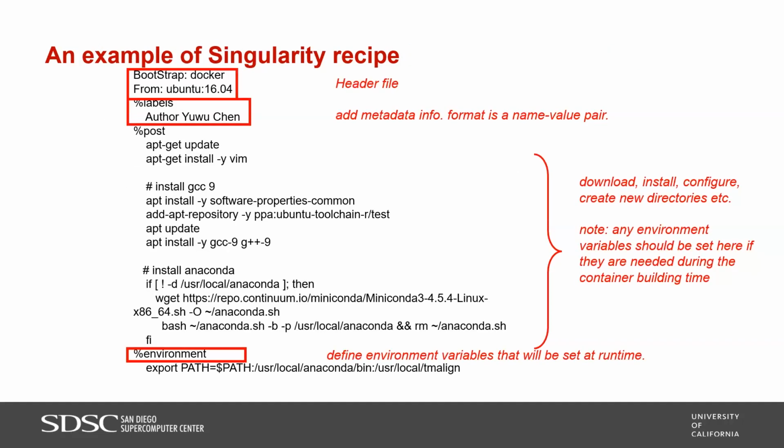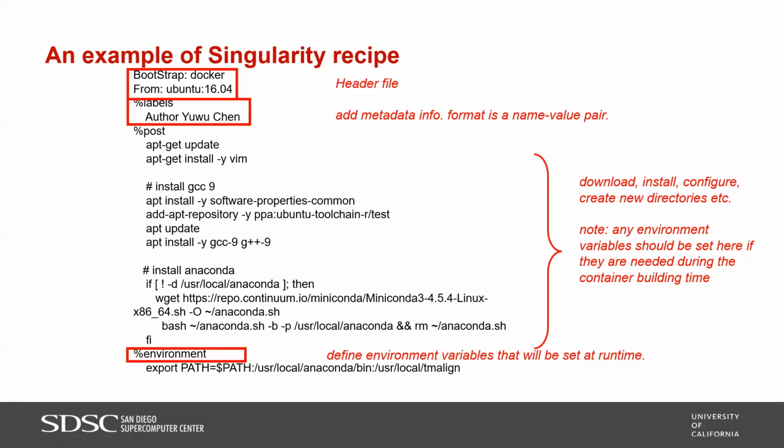Okay, so here is an example of Singularity recipes. We have some header files. Here is a bootstrap Docker, which means it's going to pull some resources from the Docker Hub, and from what kind of format it needs. It needs Ubuntu 16.04. And there are some labels that just give some metadata information about this image. And the next part is the post. This part is the main part of the recipe.